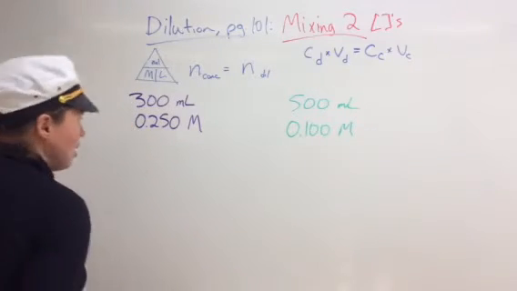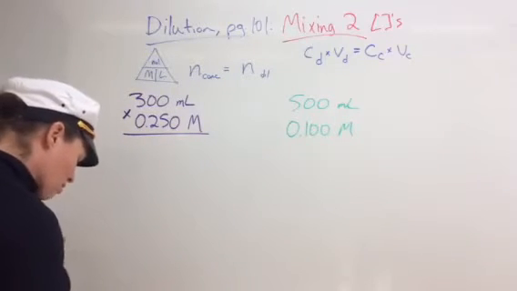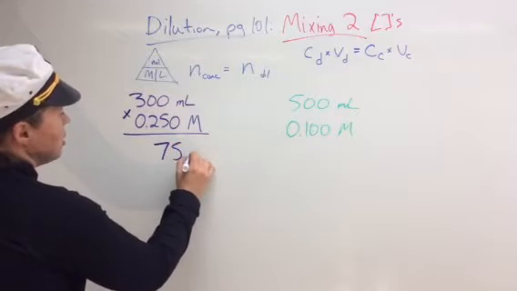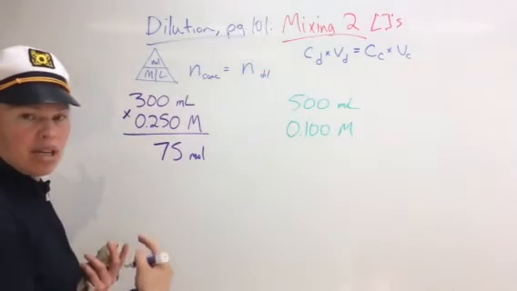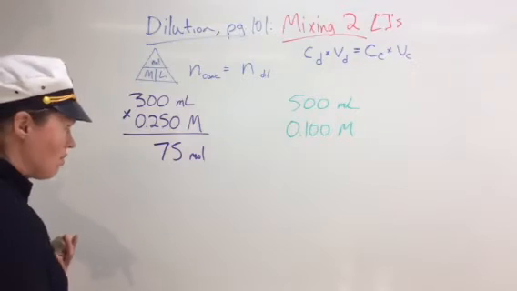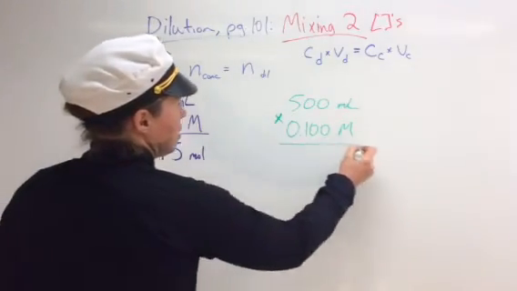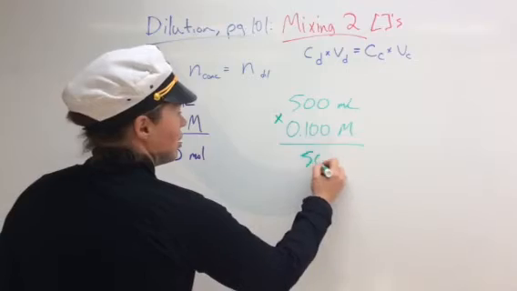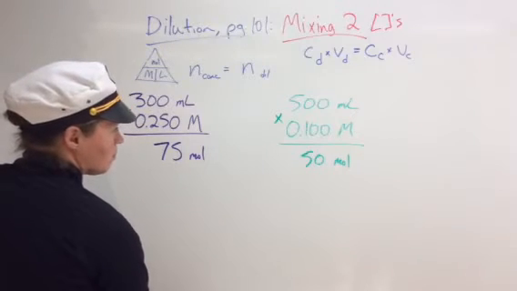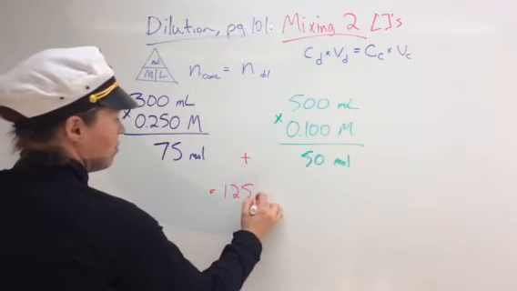All I have to do is go, okay, I want my moles, so 300 times 0.25 is going to give me, use my little calculator, 300 times 0.25, 75. So this tells me I have 75 moles. See, this is why I don't like to do that, because that's not true. But we're going to divide it by milliliters in the end, so it's going to fix everything anyway. So I'm going to use the same pattern over here. I'm going to go 500 times 0.1, and that's going to give me 50 moles. Now, if I add these guys up, then my total is going to be 125 moles.